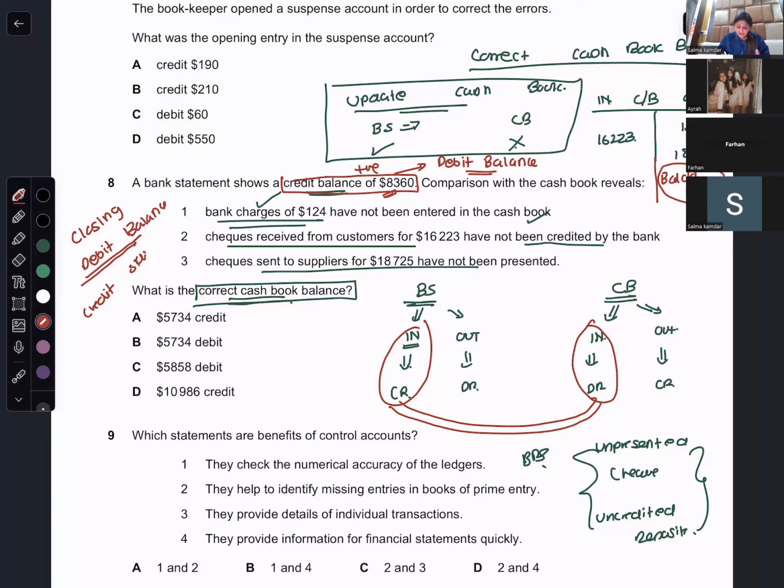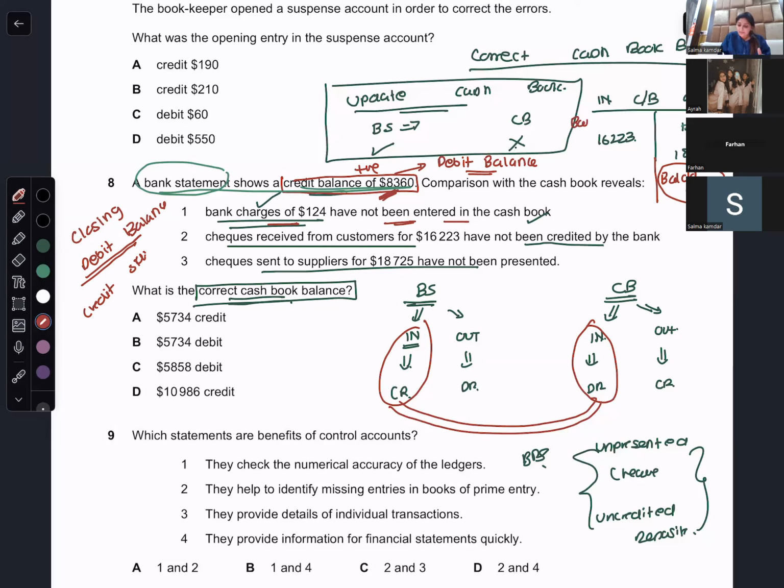Bank charges of 124 has not been entered in the cash book. Can you tell me, does this 8360 record the bank charges or not? It records the bank charges, because it is the balance as per the bank statement. So the bank has already recorded this 124, which means I don't need to record this 124 right now.